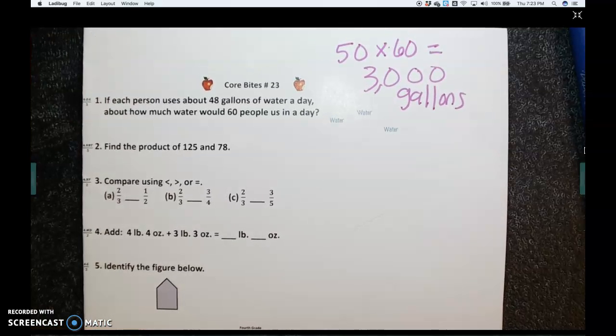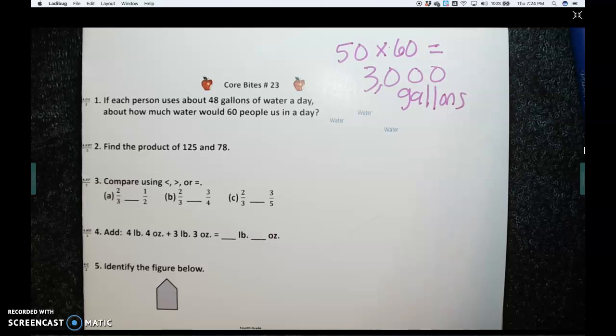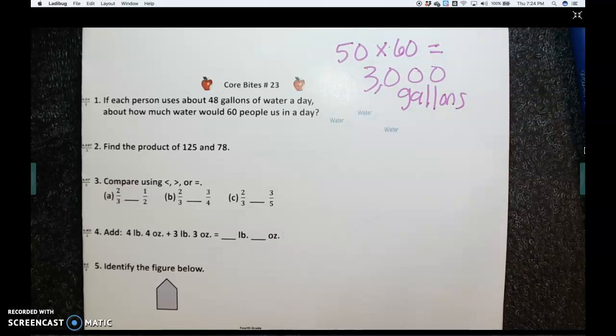So that's a lot of water. So just imagine if it was all the people in the entire world. We're talking billions of people. So just imagine how much that would amount to in gallons.